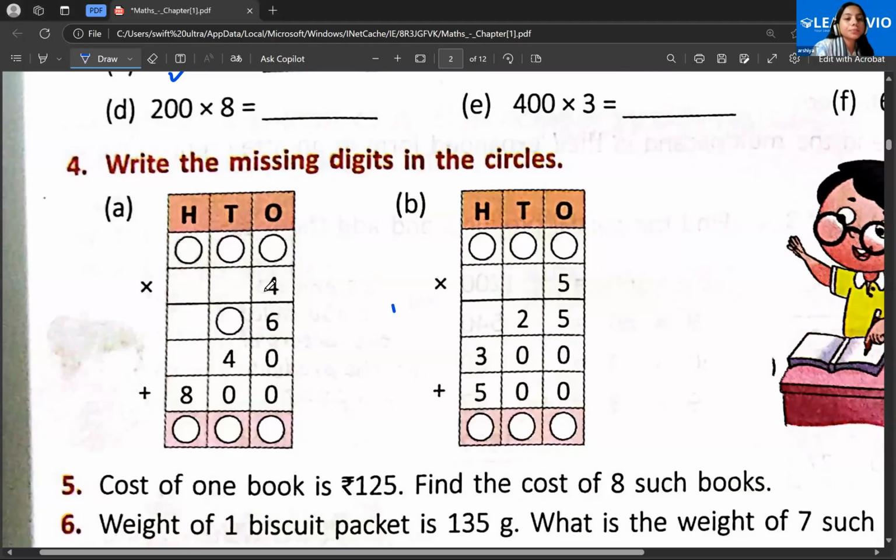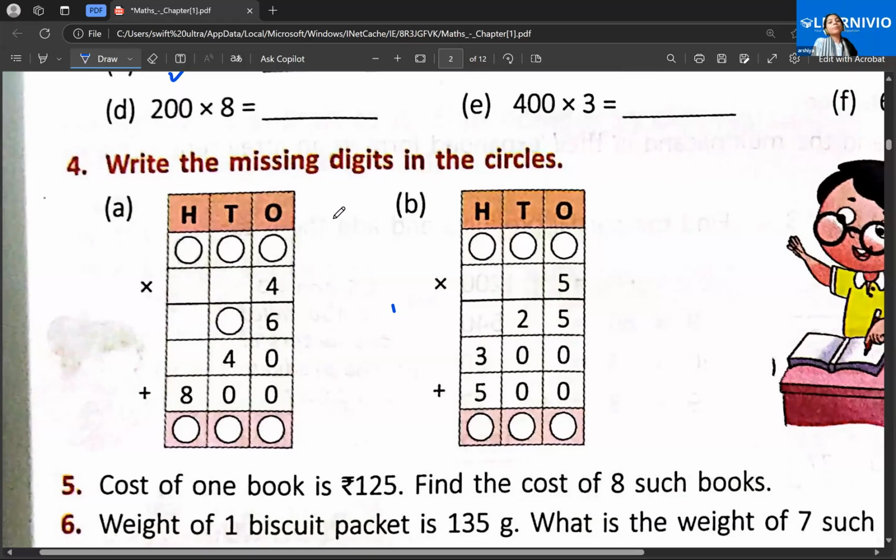So now the next question, we have to find out what will be there in these boxes. We have to find the missing digits. Question number 4, part A. I have to multiply something in 4 that I get 6 here. And there are 2-digit numbers. So what should I multiply so that I get 6?